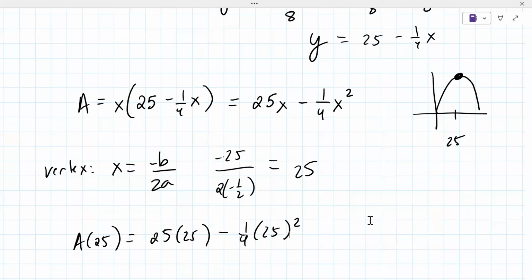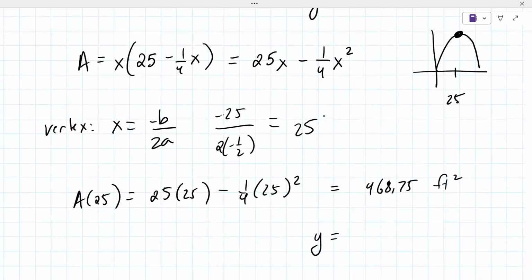468.75. Okay, so for the max we want some units there: feet squared. So that's the maximum area. They also want the value of y, which I neglected. Y is 25 minus 1/4 times 25, which ends up being 18.75.